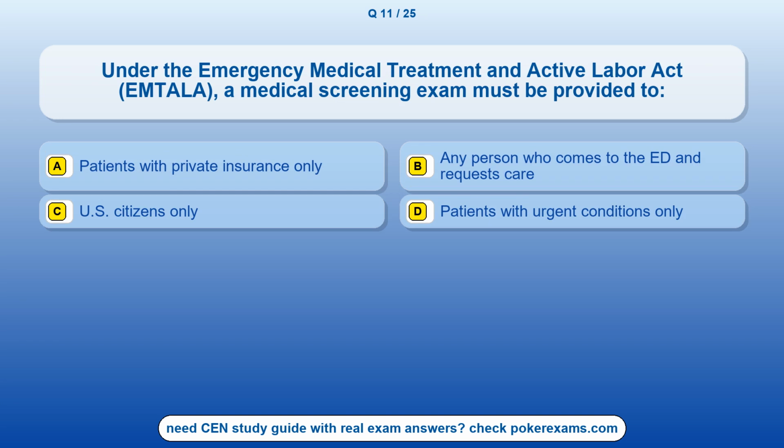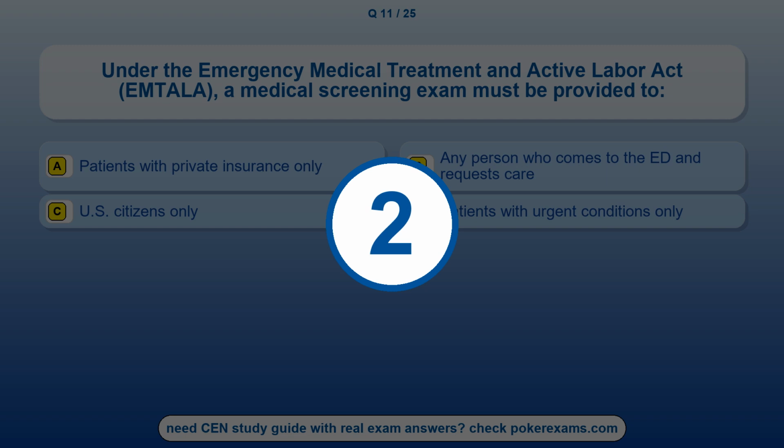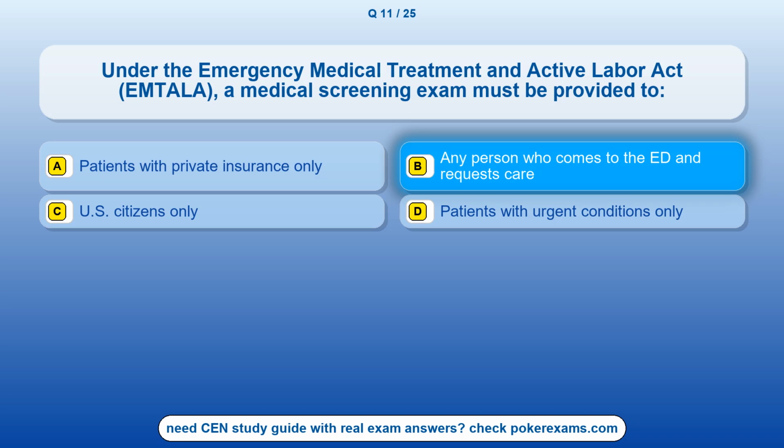Question 11. Under the Emergency Medical Treatment and Active Labor Act, EMTALA, a medical screening exam must be provided to: Option A, patients with private insurance only. Option B, any person who comes to the ED and requests care. Option C, U.S. citizens only. Option D, patients with urgent conditions only. The correct answer is option B, any person who comes to the ED and requests care.